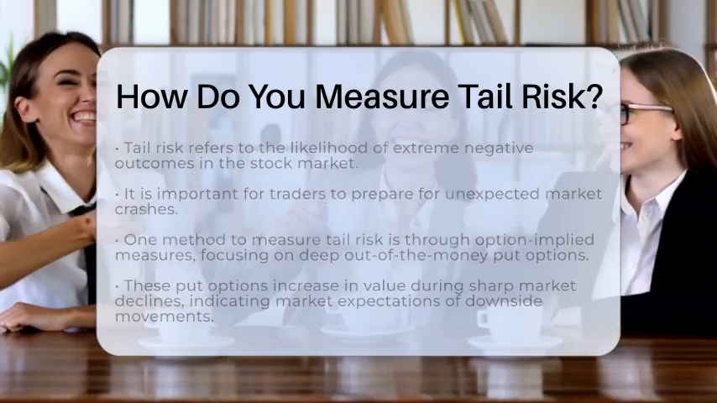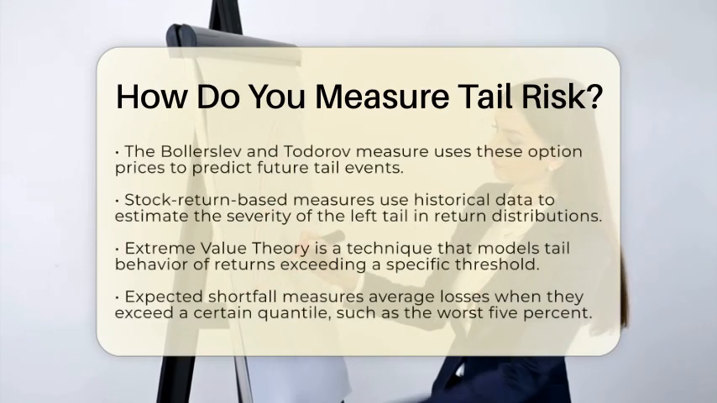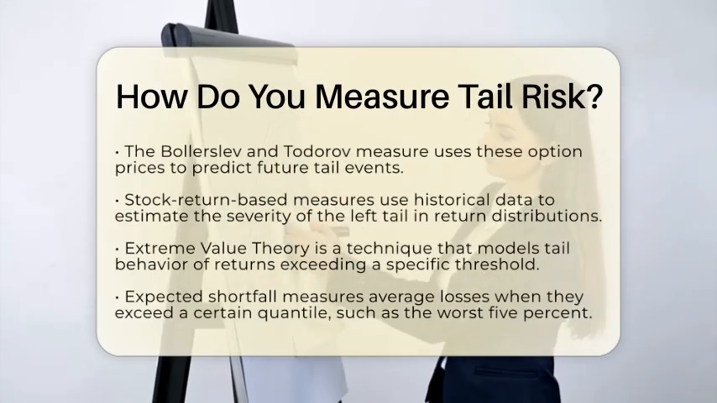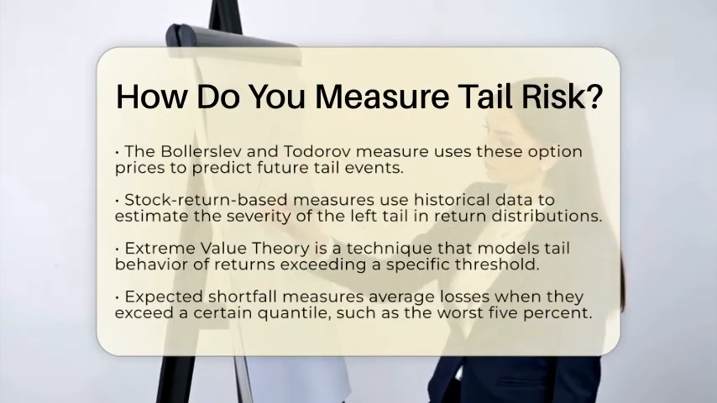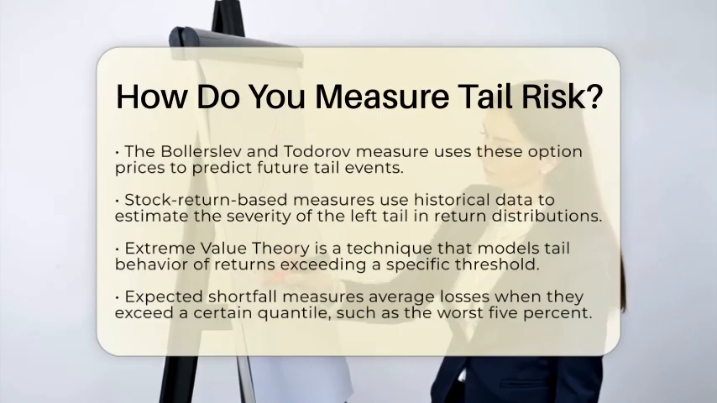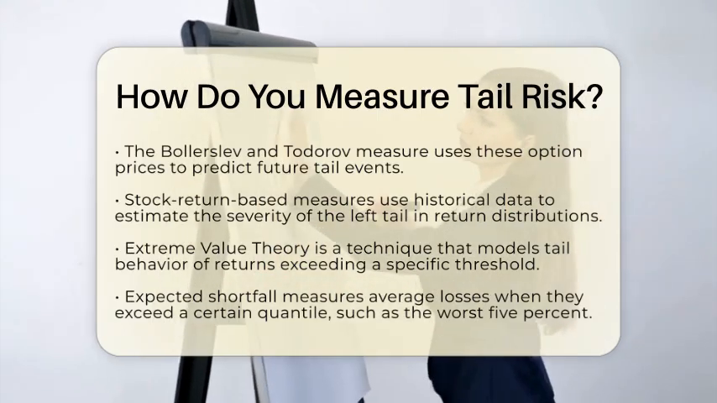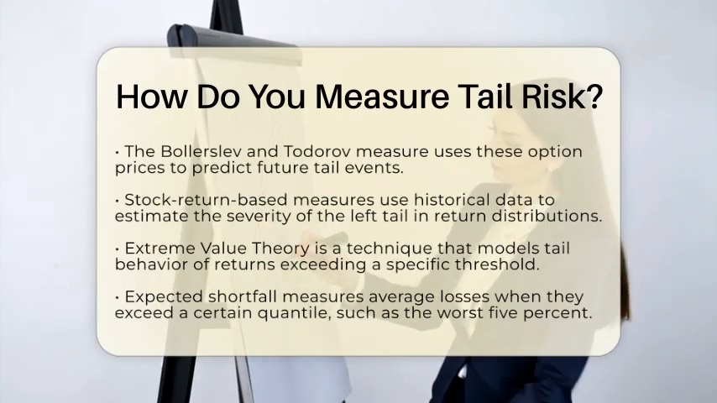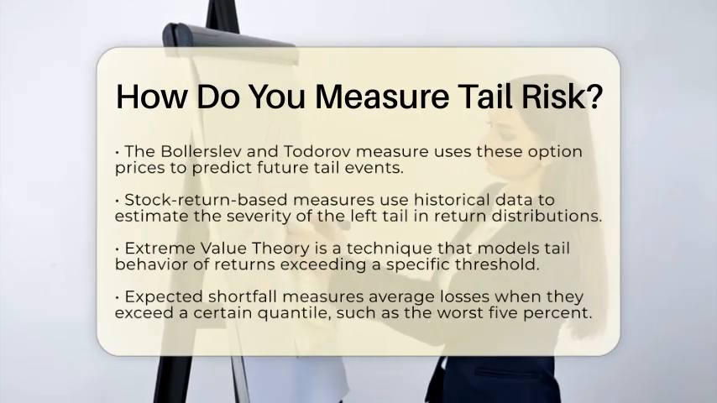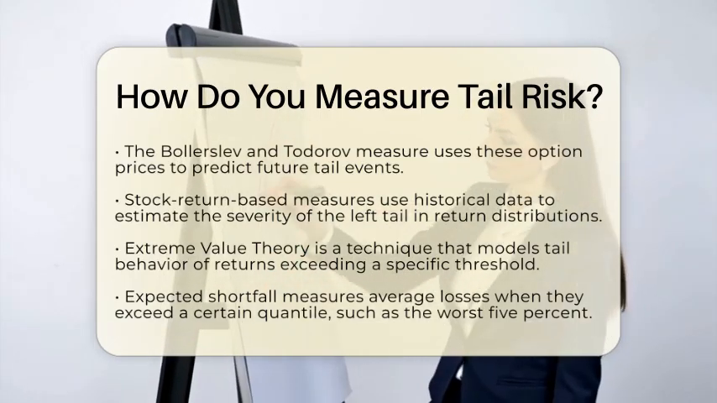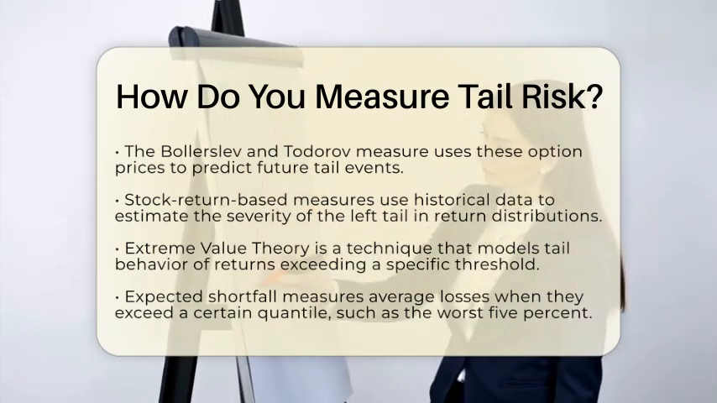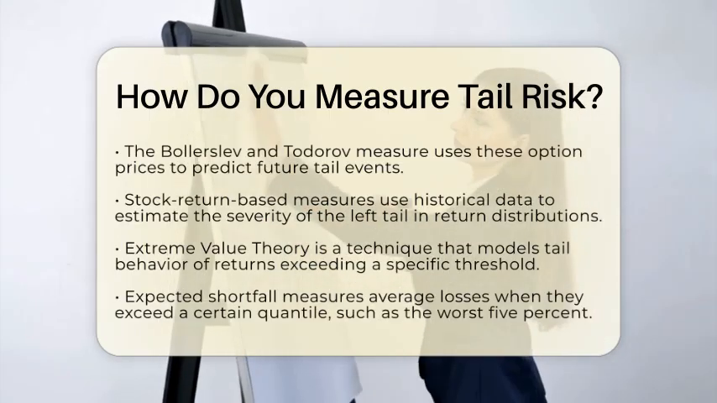Another way to measure tail risk is through stock return-based tail risk measures. This method relies on historical stock return data to estimate how severe the left tail of the return distribution can be. One technique used here is extreme value theory. This method helps model the tail behavior of returns that exceed a certain threshold. Expected shortfall is another useful metric. It measures the average loss when losses exceed a specific quantile, like the worst 5% of returns. Additionally, traders can estimate tail risk factors from intraday return data that go beyond certain negative thresholds.